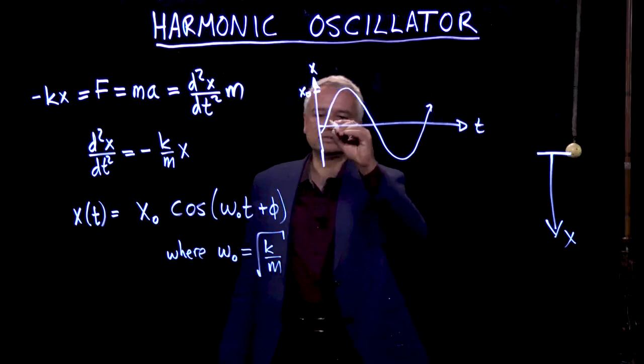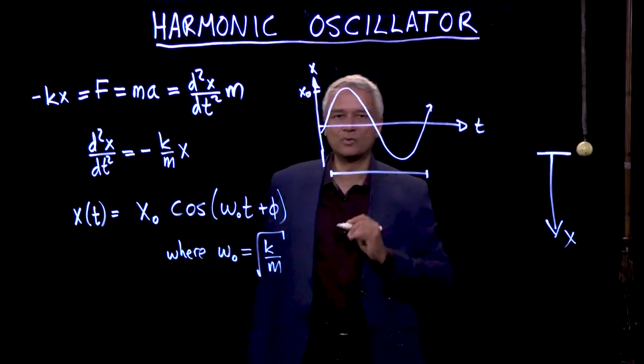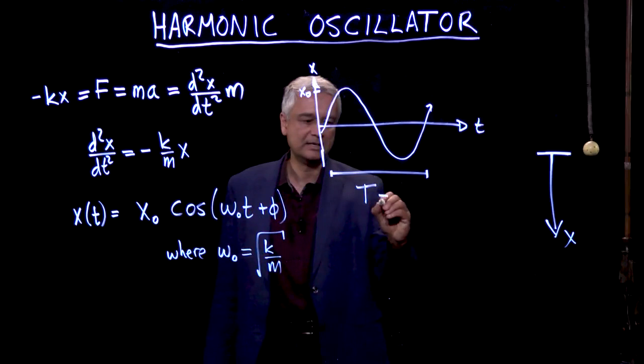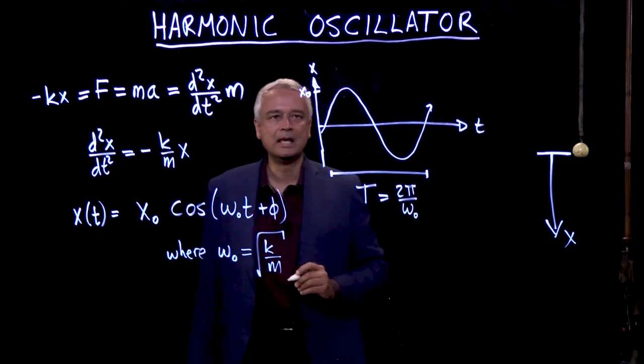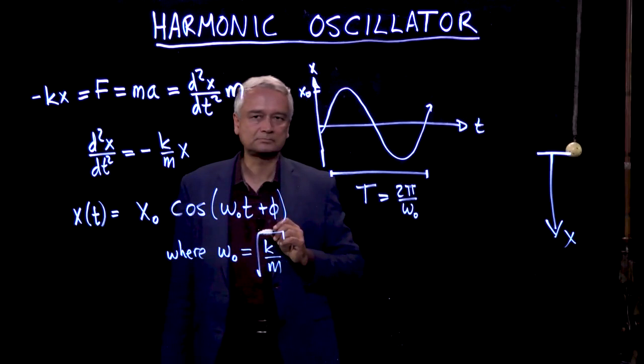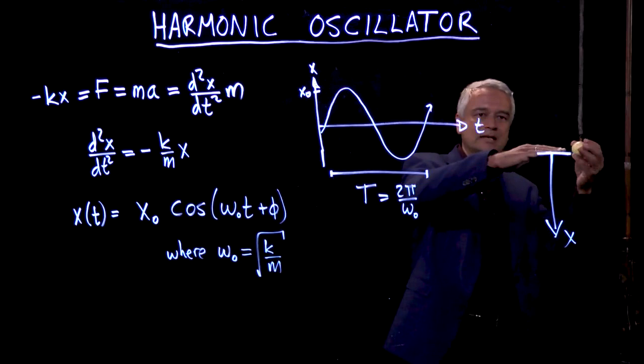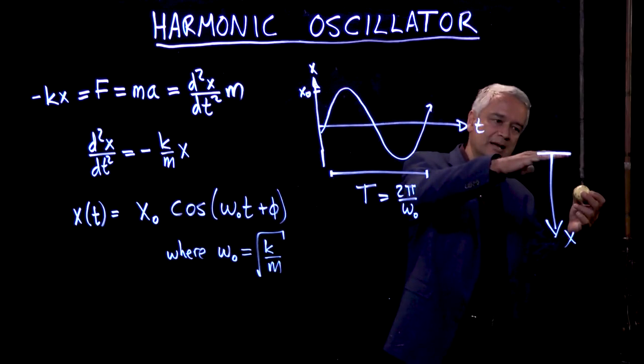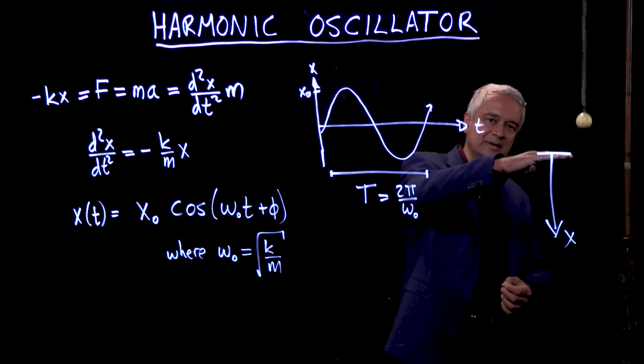And this oscillation has a period after which it repeats, and that period T, when you plot this, is 2 pi over omega naught. This x naught tells you how large the amplitude of the oscillation is. So if I go over here and I displace the mass downward by about this much, what is that? That's maybe about 10 centimeters. And then I let go and let it oscillate. I have an oscillation with an x naught, which is 10 centimeters.